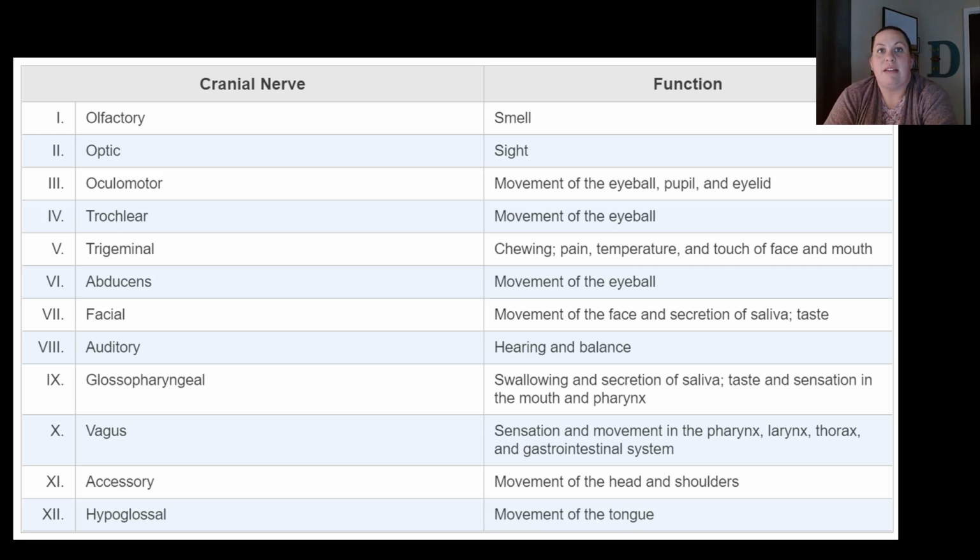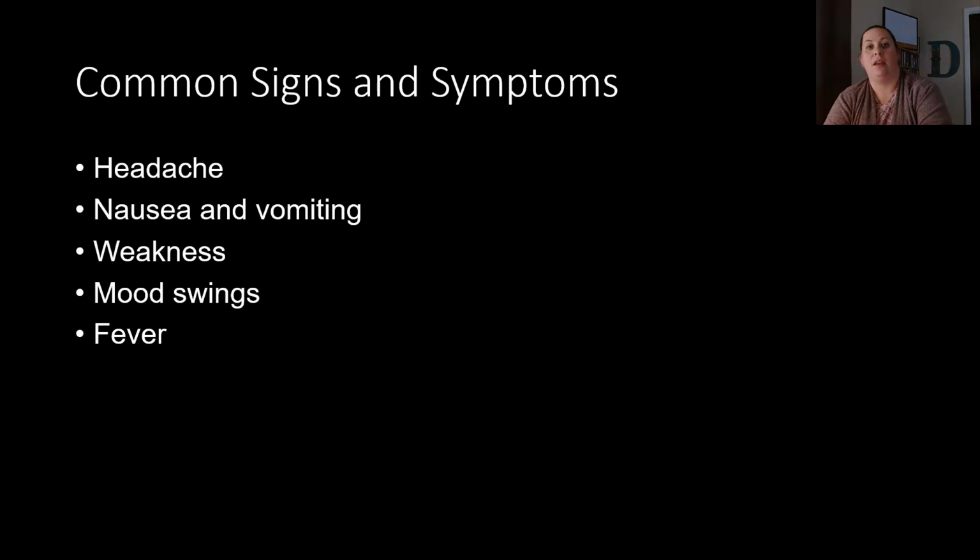Then you have cranial nerve 11, which is the accessory. The accessory is going to be for movement of your head, so moving from side to side, up and down, and also your shoulders, this whole idea of shrugging. And the hypoglossal is going to be the movement of your tongue. So there's going to be part of the neurological exam that actually tests each of these to make sure that these cranial nerves are working.